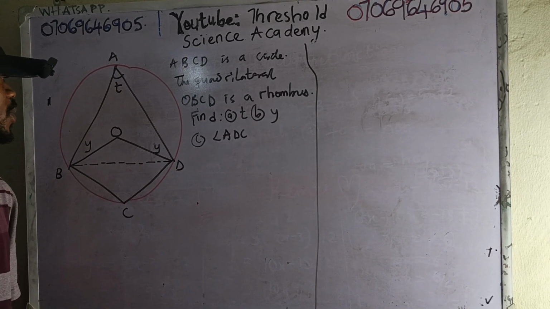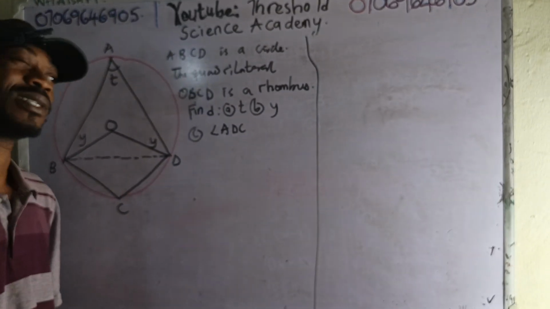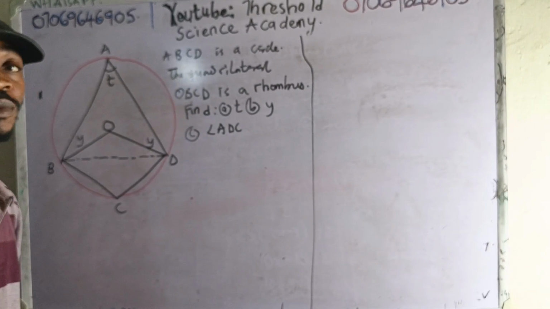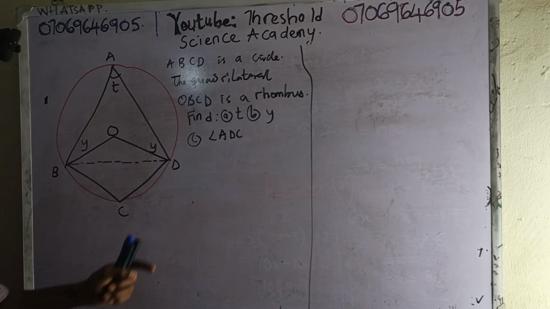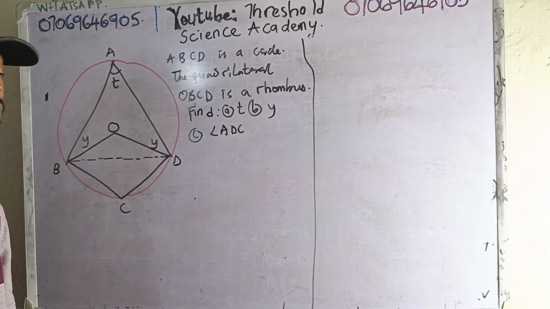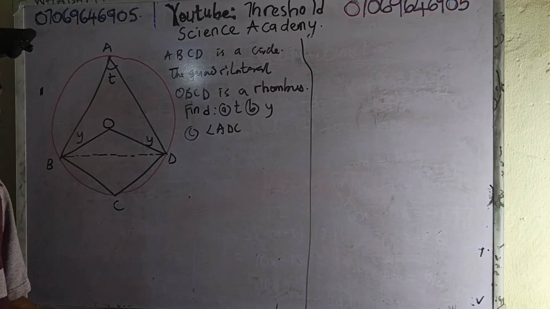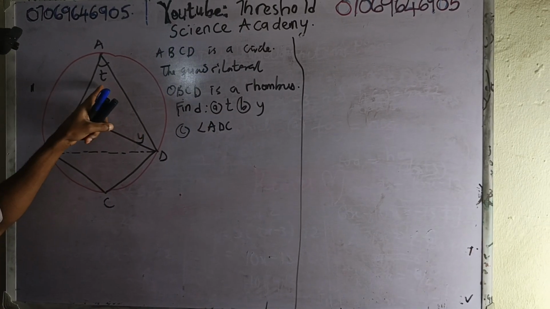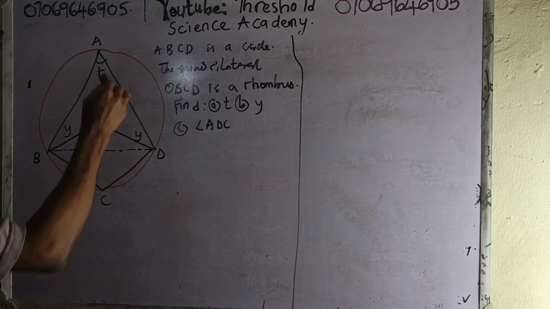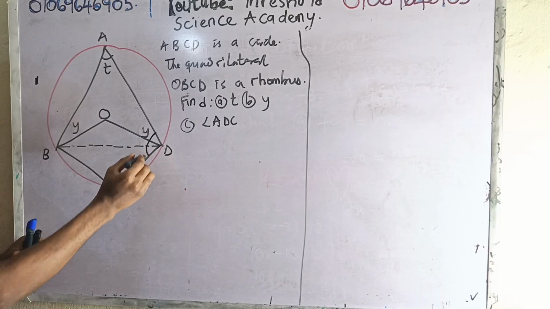This time around we are considering revision of WAEC questions. This one is from 2023, and it's a question on circle geometry. The question says ABCD is a circle, and the quadrilateral OBCD is a rhombus. The question is to find T, and to find Y, and then we have to find angle ADC. That means this entire angle here. That's angle ADC.